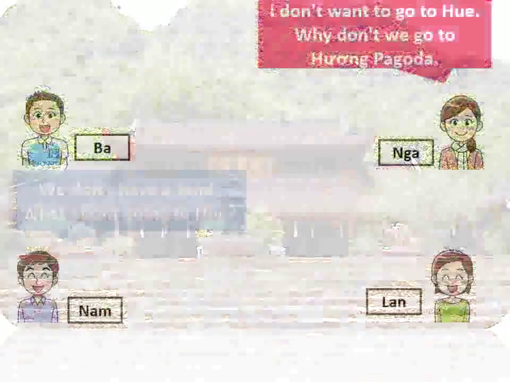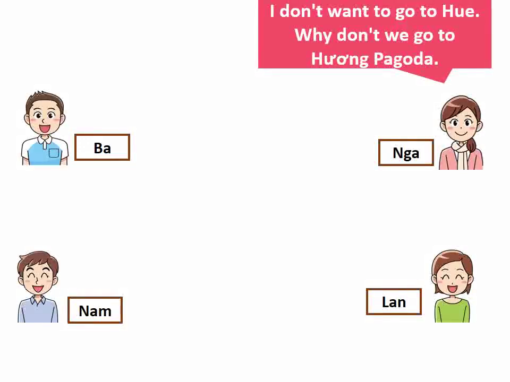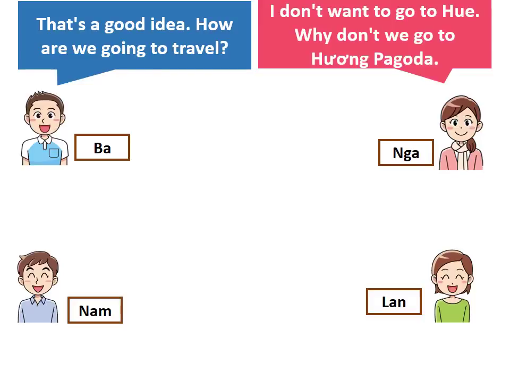What would the other people think? Ba realized, "That's a good idea. How are we going to travel?" Finally, Ba agreed and they decided to go to Hương Pagoda in the summer. But how can they go?